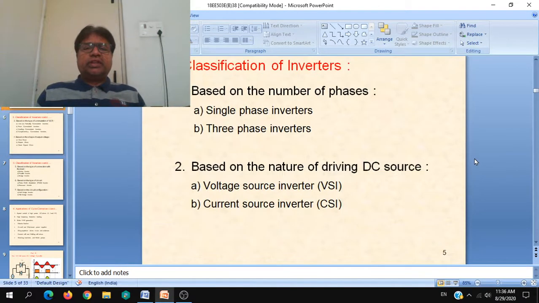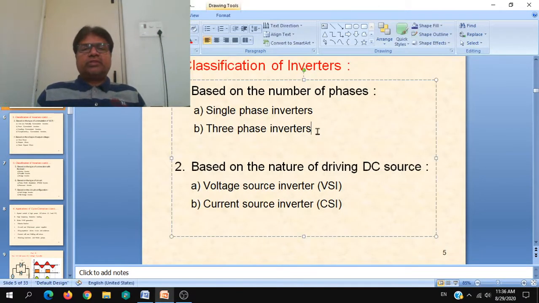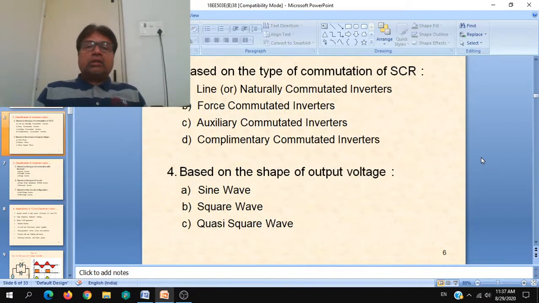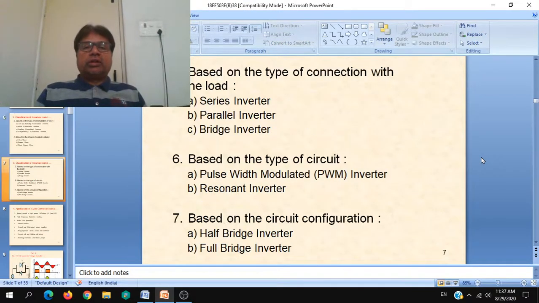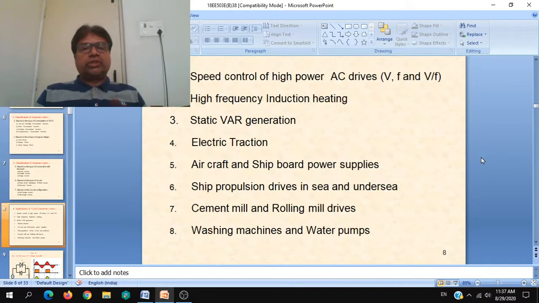So the simplest one is based on the number of phases or based on the nature of driving source. Just mention the aspect and write down the two available categories: single phase inverter and three phase inverter under number of phases; voltage source inverter and current source inverter under driving source. And accordingly you have to answer. You need not write all the classification types.